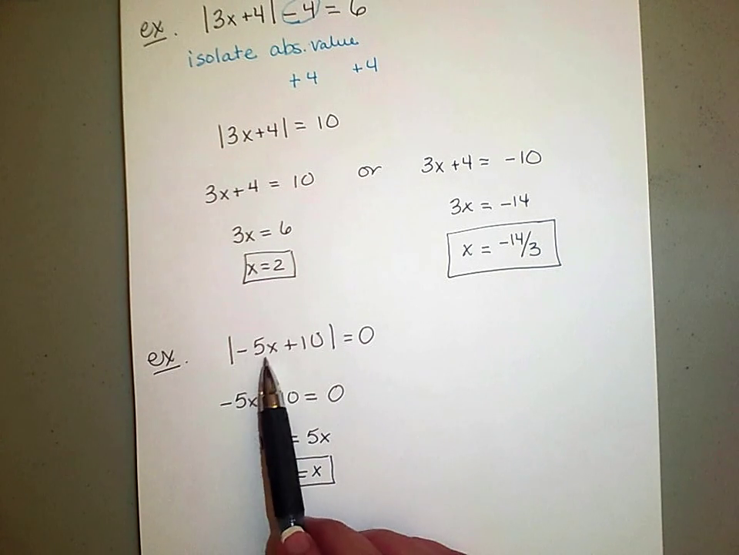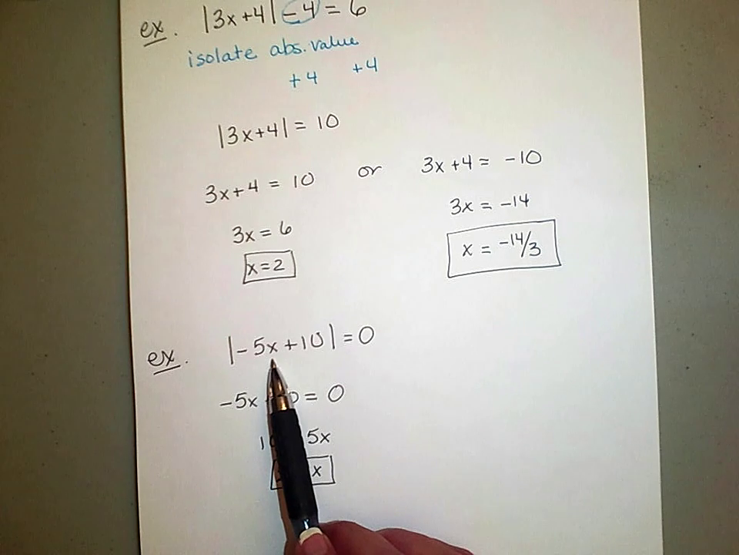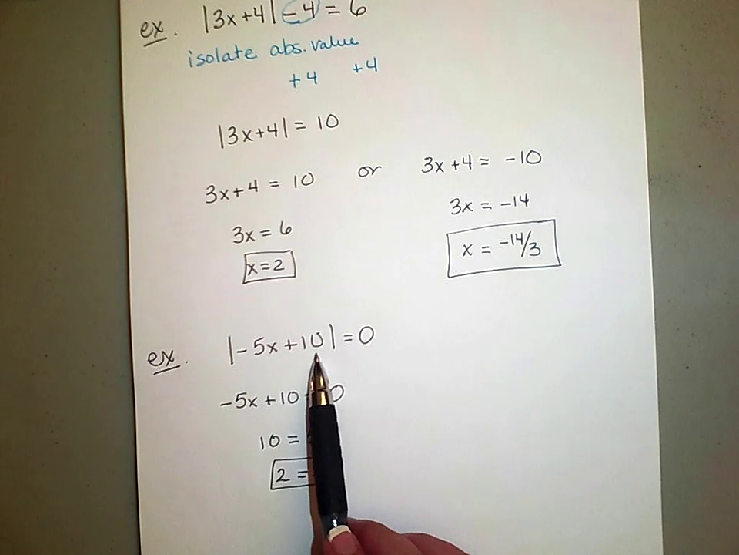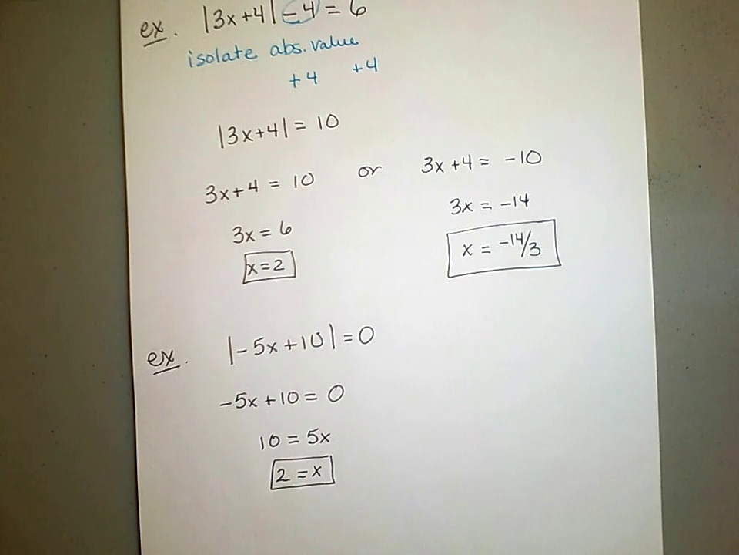And you could put it back in. -5 times 2 is -10. -10 plus 10 is 0. And the absolute value of 0 is 0.